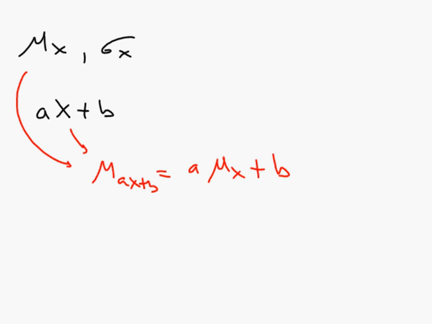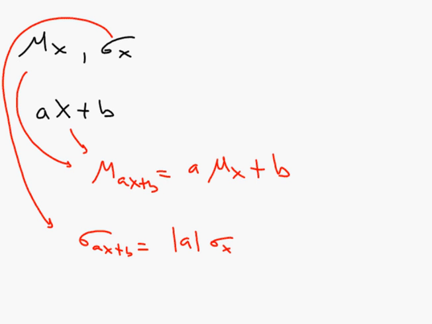Okay? And then we also know that the standard deviation changes. So the standard deviation of ax plus b turns out to be the absolute value of a times the standard deviation of x. This process where you take a variable you know the mean and standard deviation of, multiply by a and add b, and then create a new mean and standard deviation, is called a linear transformation of that variable.